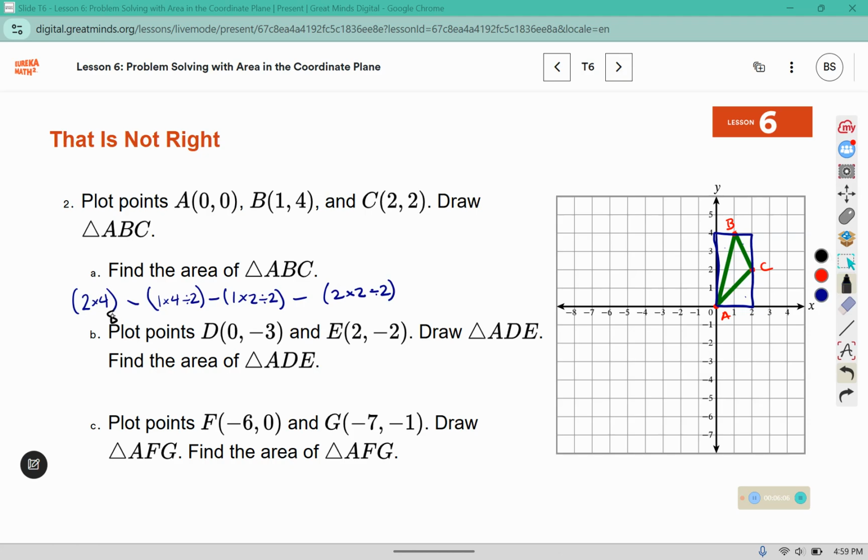2 times 4 is 8. 1 times 4 is 4. Divided by 2 is 2. 1 times 2 is 2. Divided by 1 is 1. 2 times 2 is 4. 4 divided by 2 is 2. 8 minus 2 is 6. Minus 1 is 5. Minus 2 is 3.